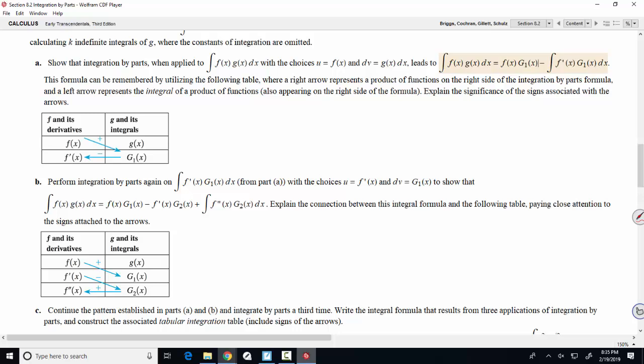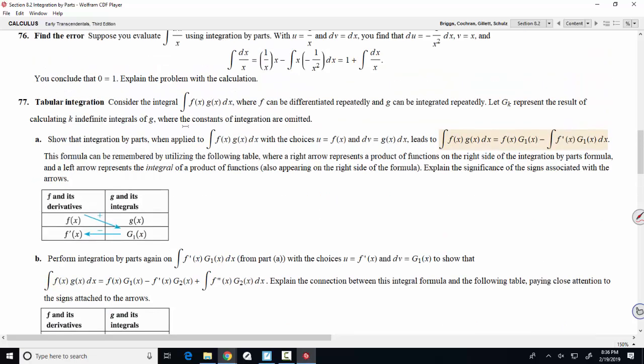The criteria on f and g just says f can be differentiated repeatedly, and g can be integrated repeatedly. So this example we saw, I wouldn't consider that we're differentiating repeatedly because eventually it reaches 0, but it still works.